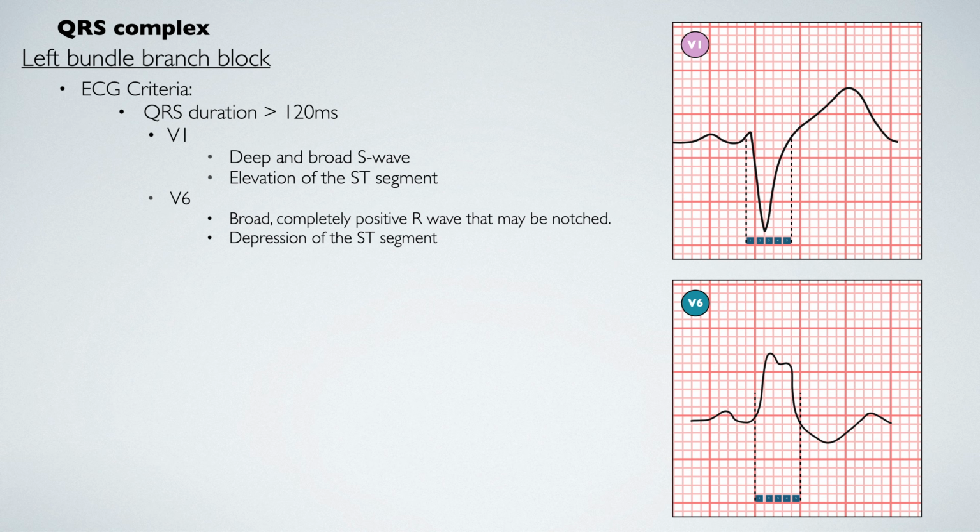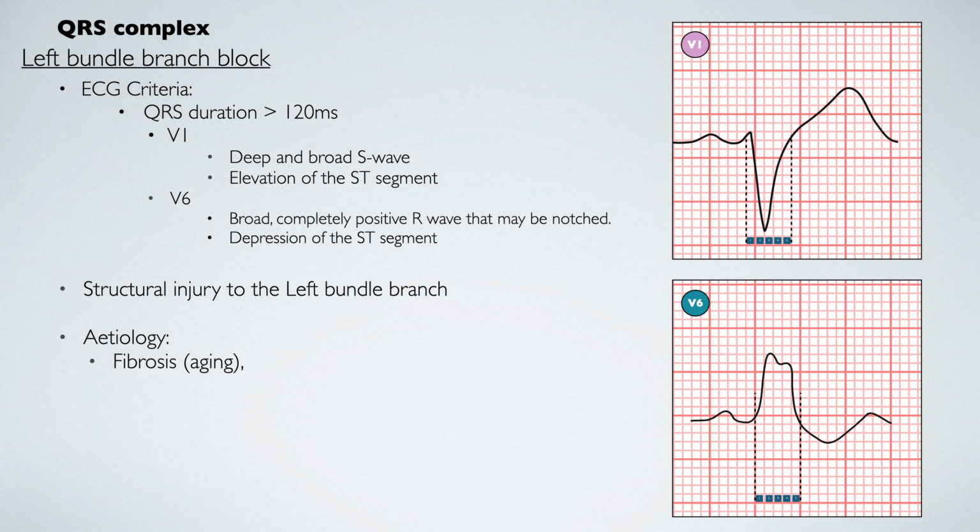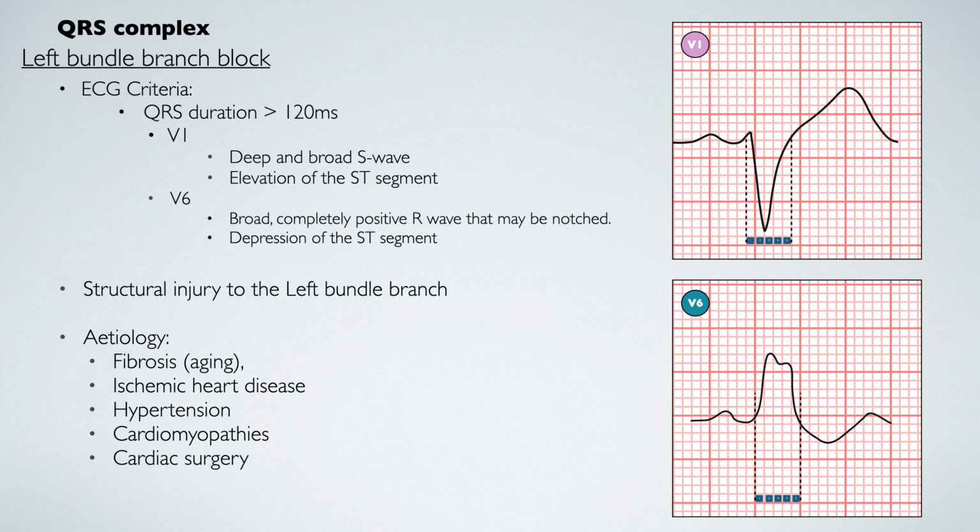Left bundle branch block is caused by a conduction defect in the left bundle branch. Causes include age-related fibrosis, ischemic heart disease, hypertension, cardiomyopathy, cardiac surgery, and infiltrative diseases.